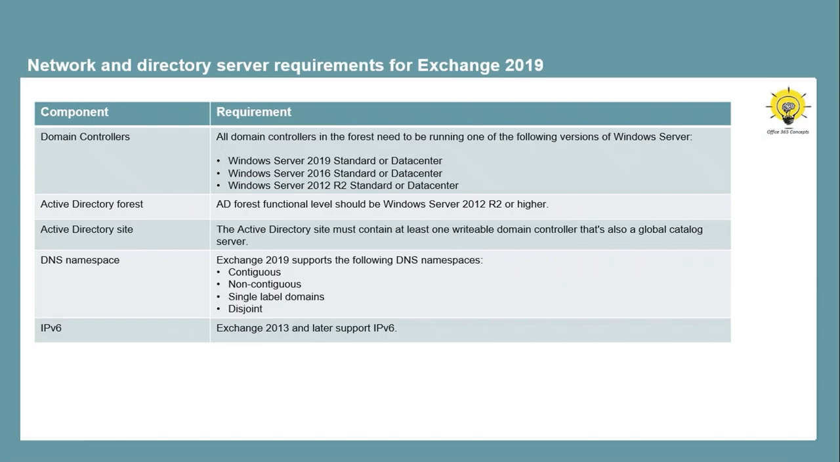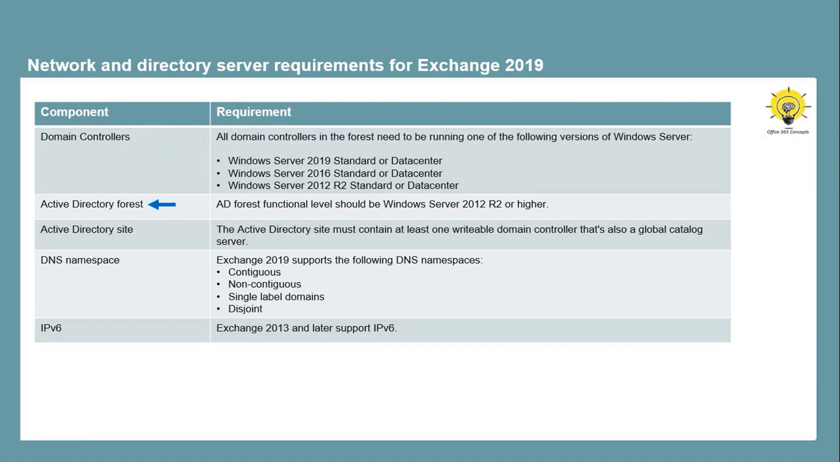If you are planning to install Exchange Server 2019 in your organization, then all of the domain controllers in your forest must be running on either Windows Server 2019 Standard or Datacenter, or Windows Server 2016 Standard or Datacenter, or Windows Server 2012 R2 Standard or Datacenter. In your Active Directory forest, the forest functional level must be set to Windows Server 2012 R2 or higher.